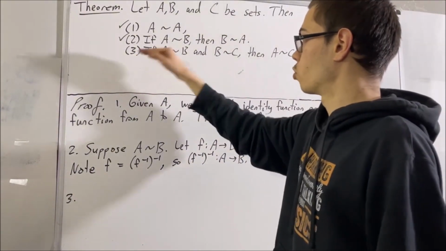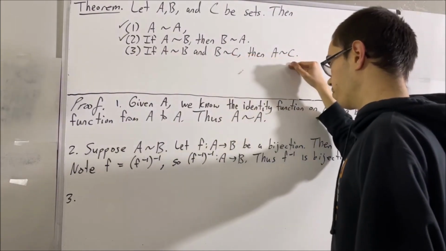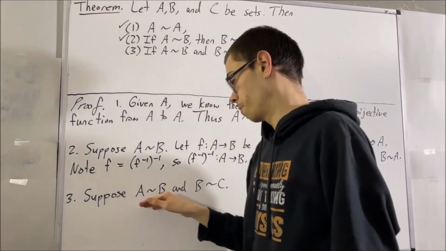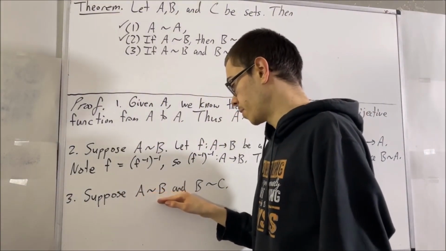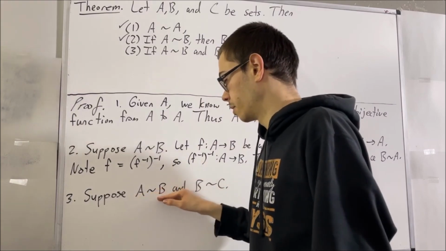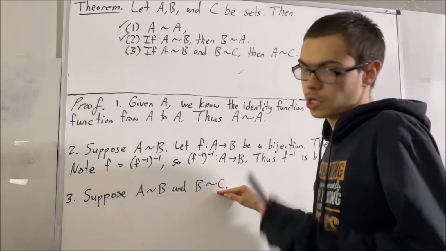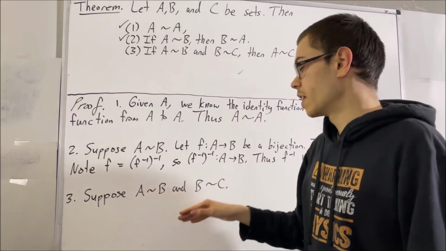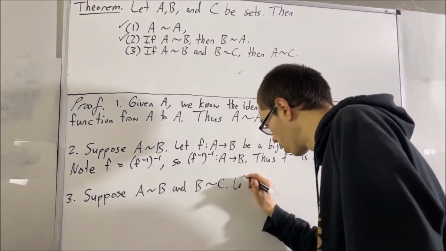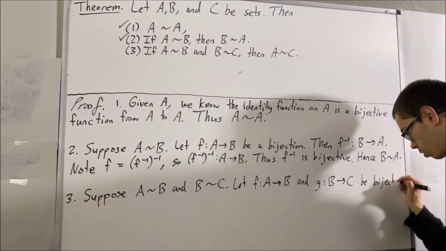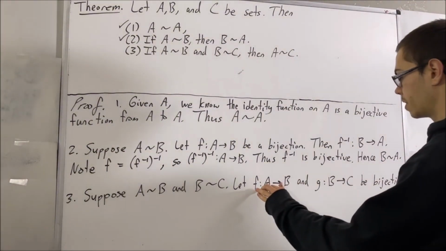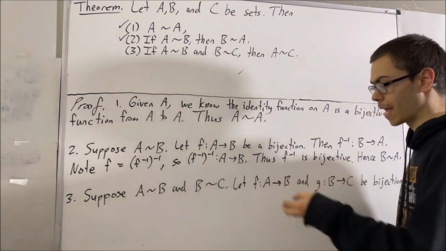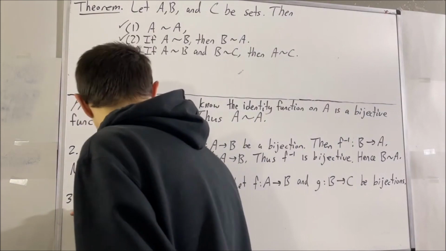So to prove 3, we're trying to prove if this is true, then this is true. So let's suppose this is true. So, since A is equinumerous with B, this means there is a bijective function from A to B. And since B is equinumerous with C, there's a bijective function from B to C. So we can let f be a bijective function from A to B, and let g be a bijective function from B to C. Now observe that because f and g are both bijective, it follows that f and g are both injective and f and g are both surjective.